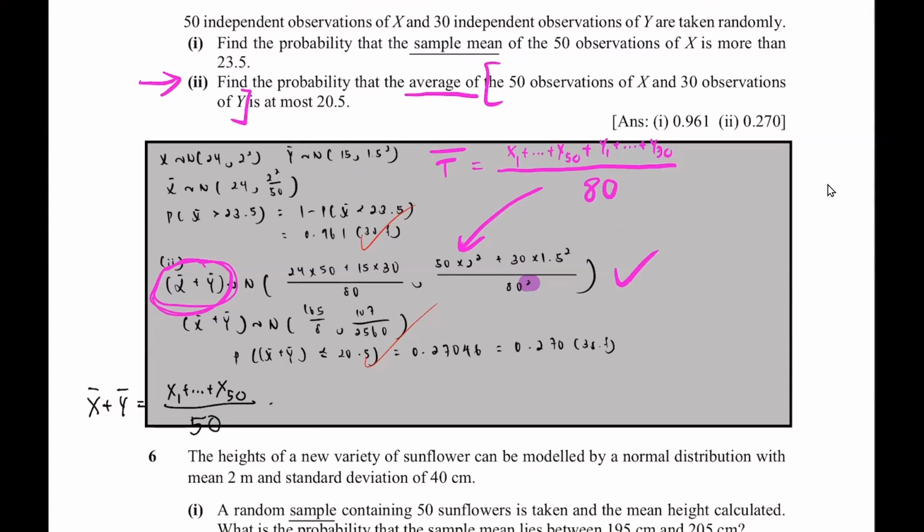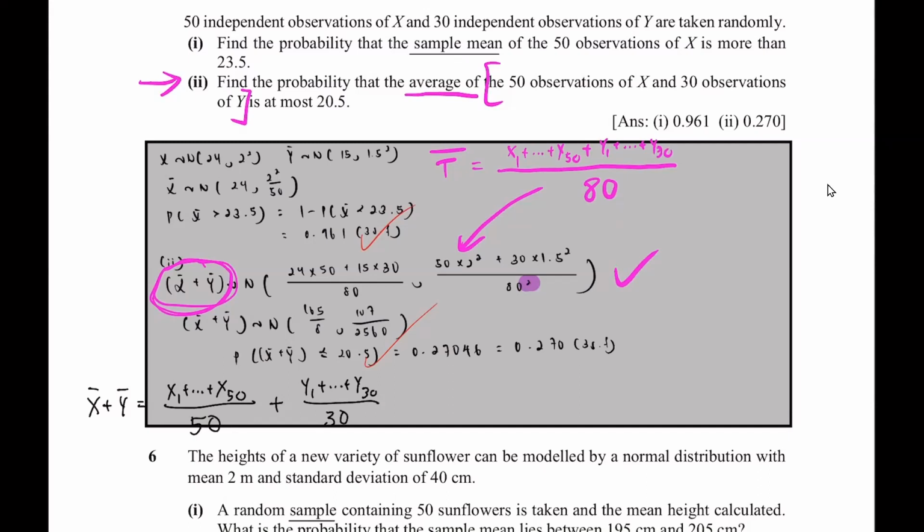And then what is y bar? It's literally y1 plus y2 plus, what's the last one? Y30 divided by its size, 30. That is not what the question is asking about. They're saying the average of this whole chunk inside the square bracket. Here, what you found is the average of the 50 observations and the average of the 30 observations added together. That's different from what they're asking.